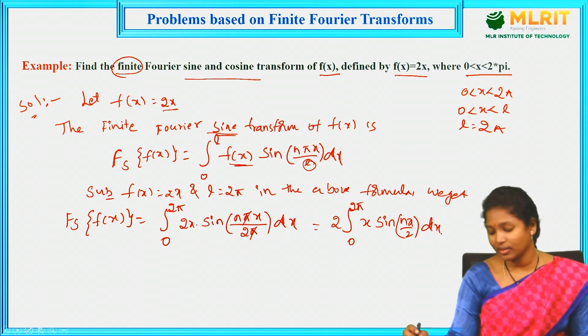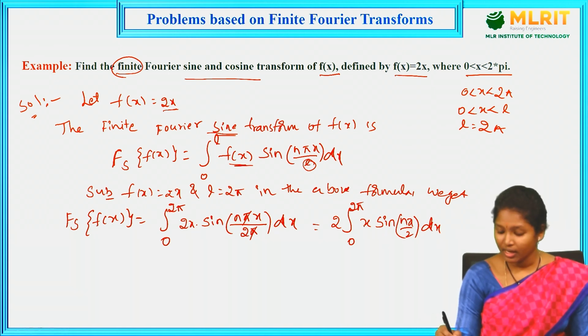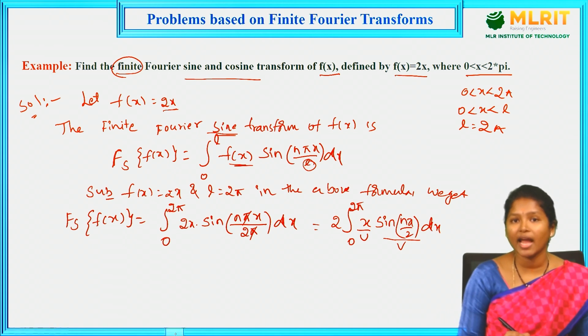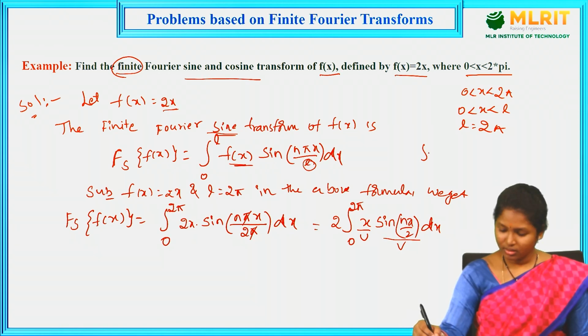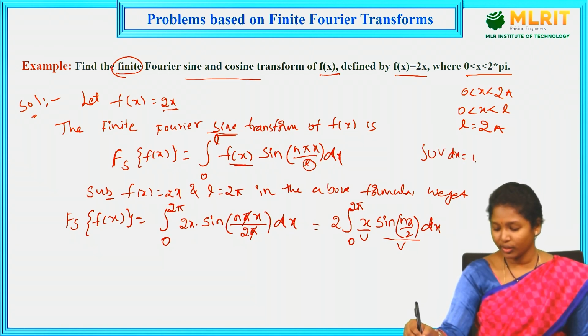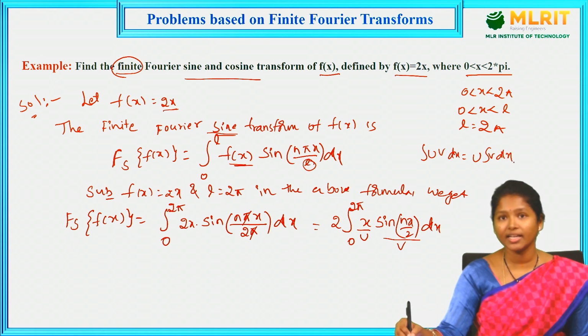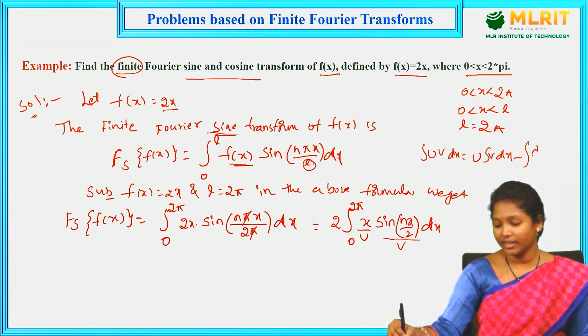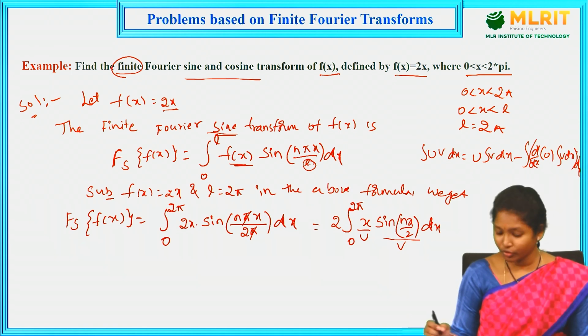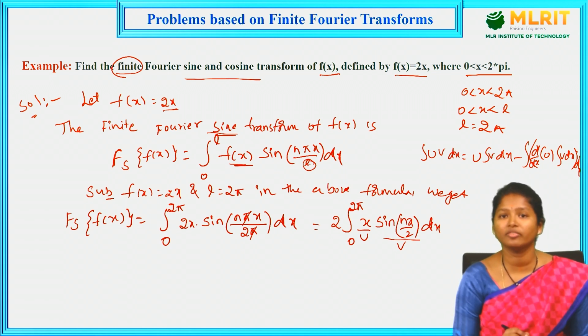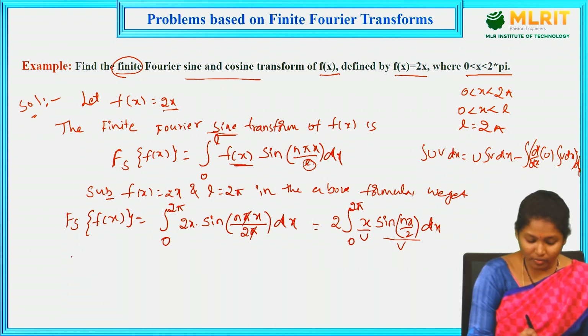So here this is in the form of integral uv. Here u is x and v is sine nx by 2. What is the formula for integral uv? U into integral v dx minus integral d by dx of u integral v dx whole dx. This is the formula, right? In the place of u, x is there. In the place of v, sine nx by 2 is there. So we will substitute in the formula.